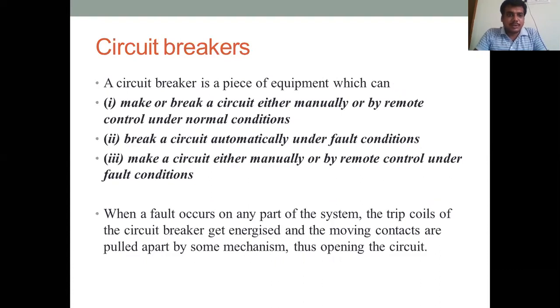So what is a circuit breaker? A circuit breaker is an equipment that can operate in three ways. It can break the circuit manually, or by remote control under normal conditions, or it can break a circuit automatically under fault conditions. It can make a circuit either manually or by remote control under the fault conditions.